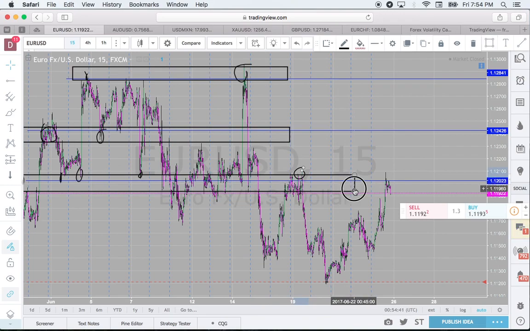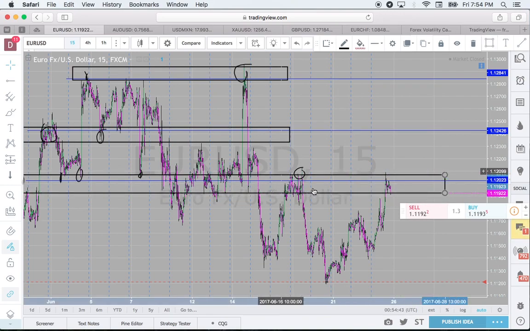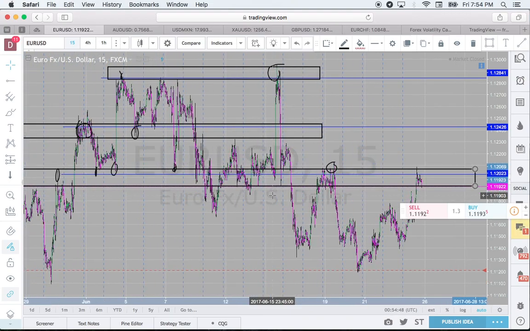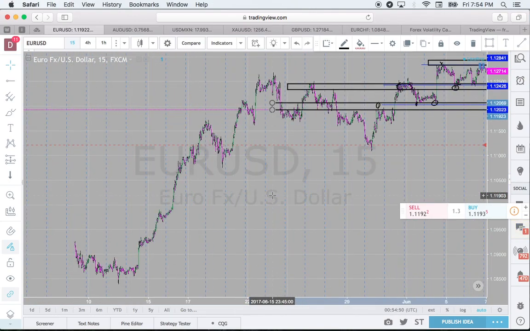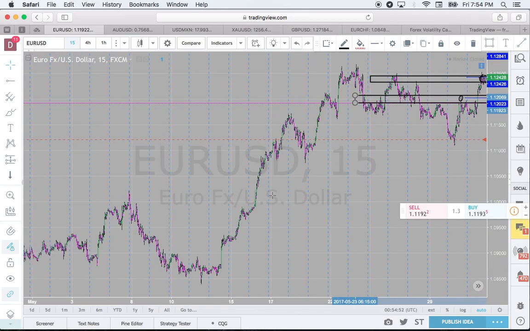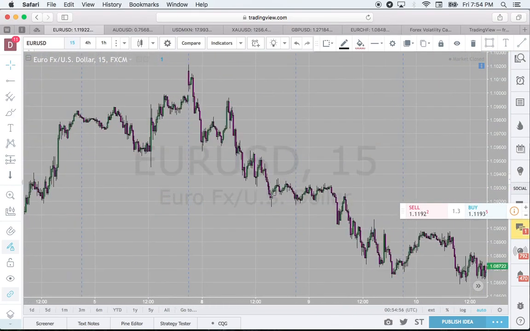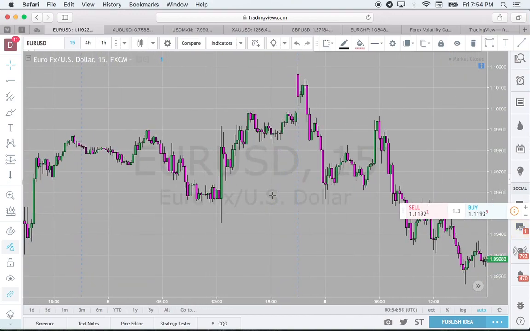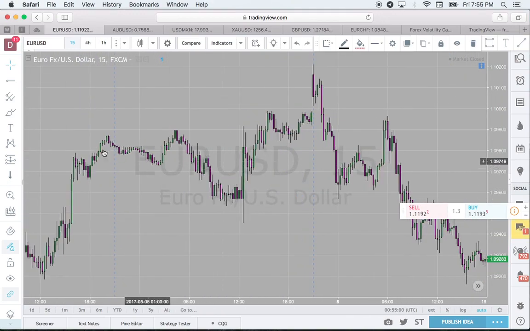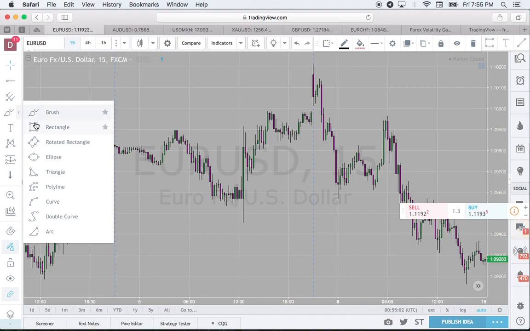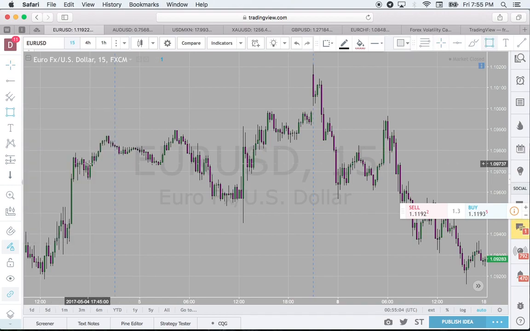So these would be considered trap zones or liquidity zones, liquidity areas. Now, let's talk about the high and the low a little bit more. Let's discuss it a little bit more in depth, because I feel like we need to discuss that just a bit more.